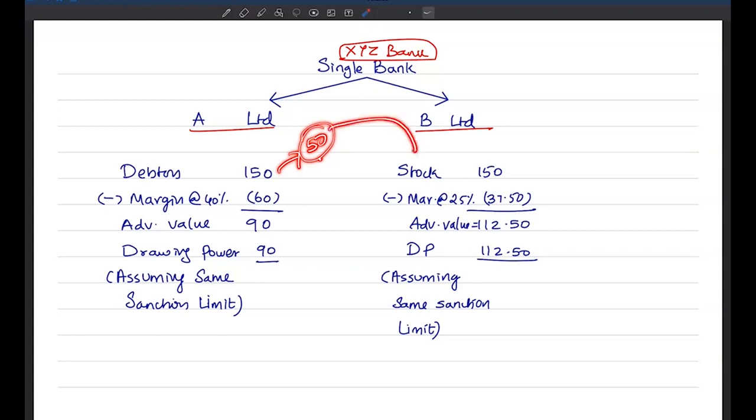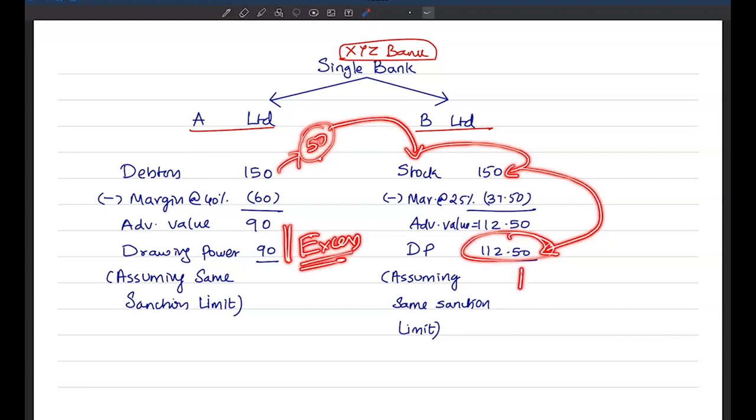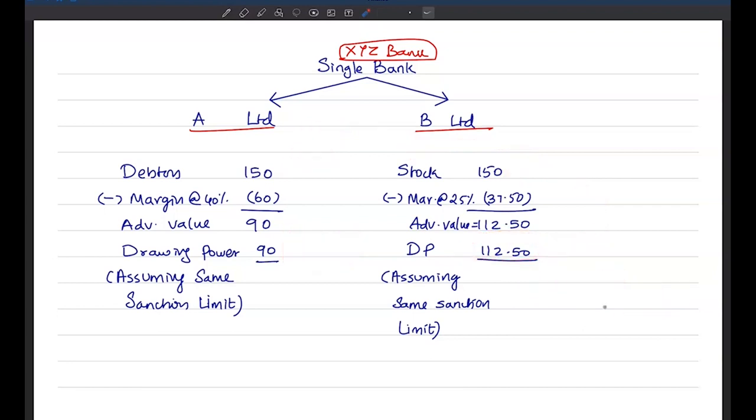And number two is they are also going to fund this 150. Against this 150, they are going to give 112.5. When we are saying that already this is excess funding, here there is a double financing also. There is a double financing. And bankers may not be able to deduct this. That's the reason they are also reluctant for funding against trade receivables.